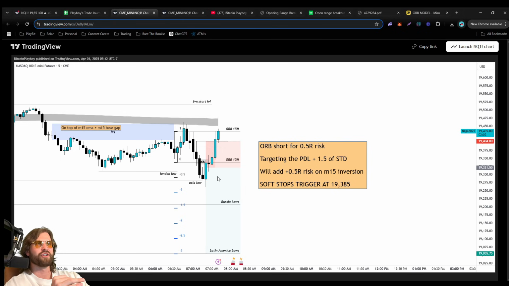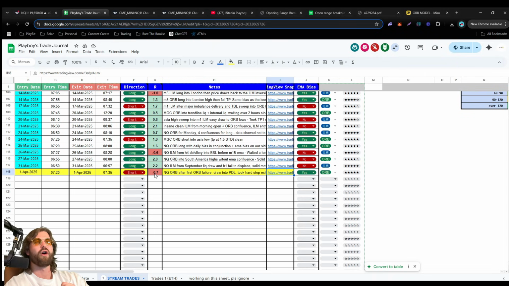You can see, took the short, ended up getting stopped out. I lost about minus 0.7 R on that one today. And the day before made 2.2 R. So no biggie at all.